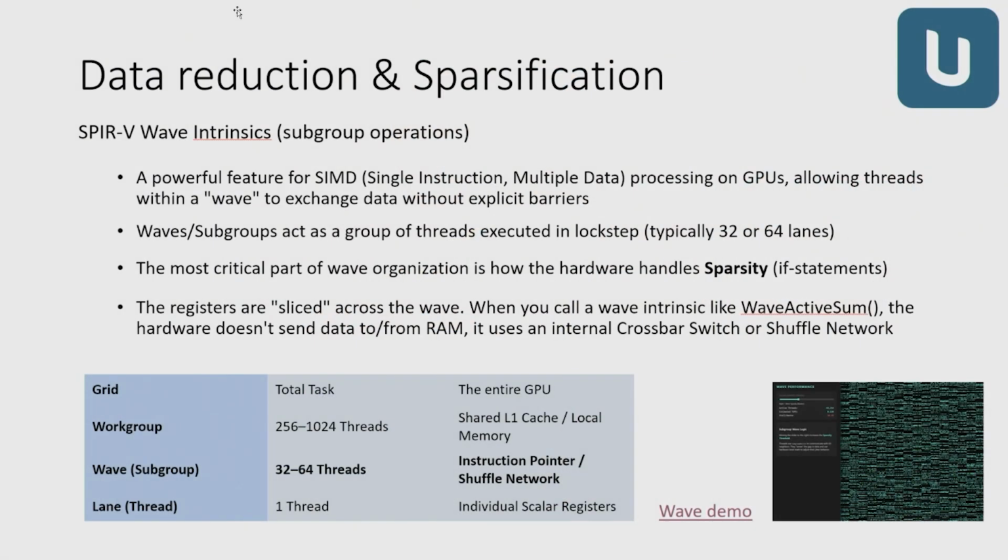The big challenge there is how we deal with things like if statements. So as soon as you start dropping data out, which is the goal, is to not process all your data, GPUs don't like that. So we want to have wave intrinsics, but we want the benefits of having sparsity or conditionals at the same time.